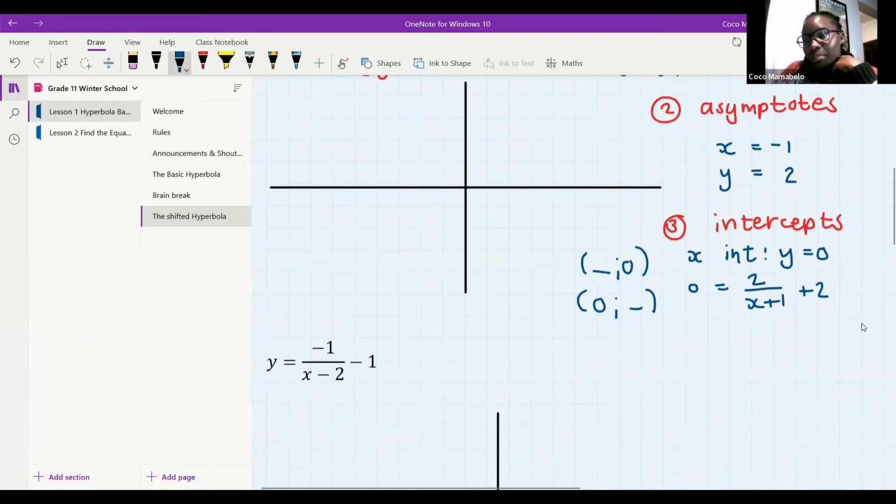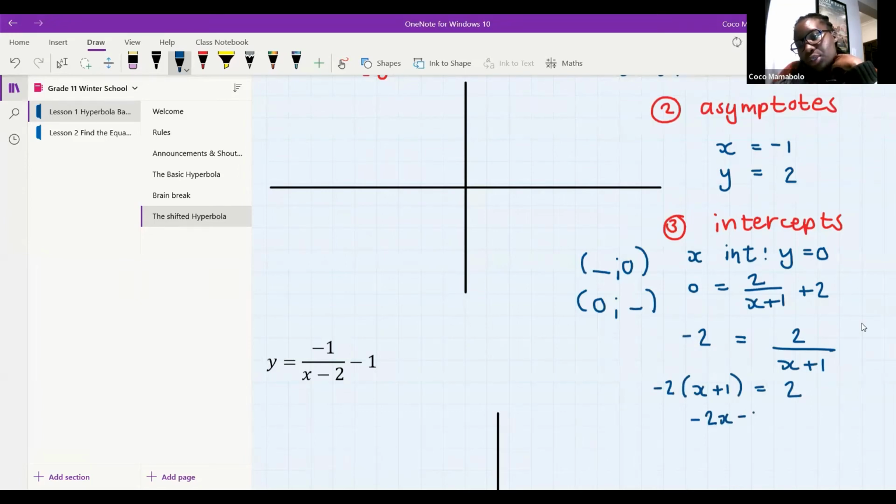Okay, so I'm going to take the positive 2 over. That's -2 is equal to 2 multiplied by x plus 1. -2 multiplied by x plus 1 is equal to 2. This is going to give us -2x minus 2 is equal to 2. -2x is equal to 4. Therefore, x is equal to -2. Good. So this first coordinate over here is going to be -2 and 0.